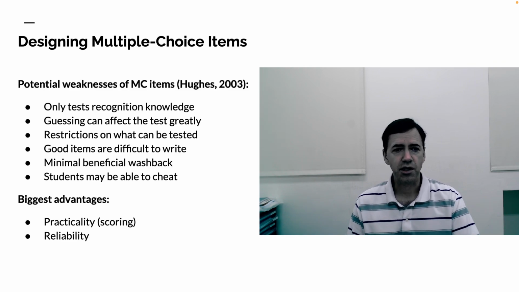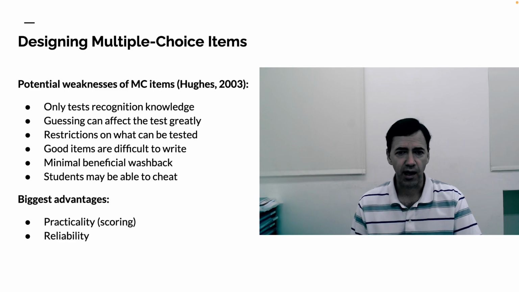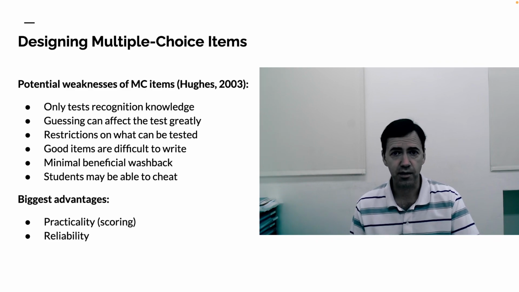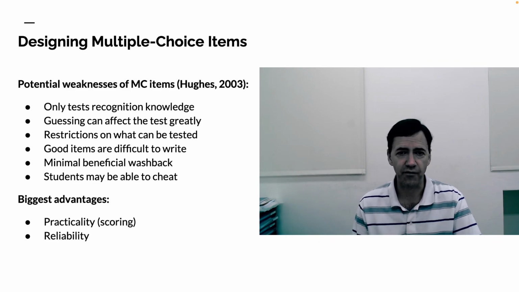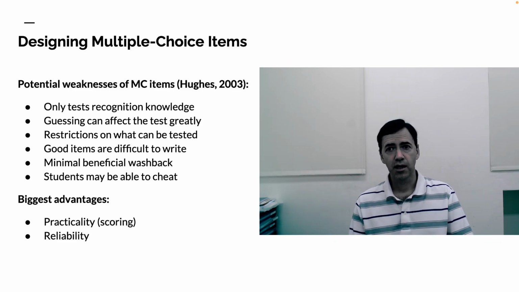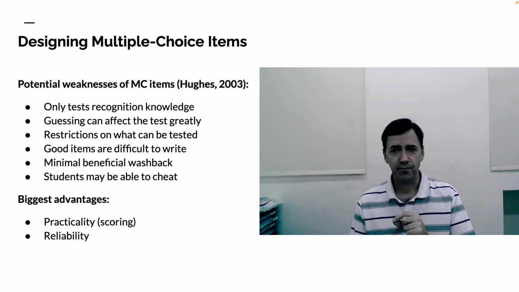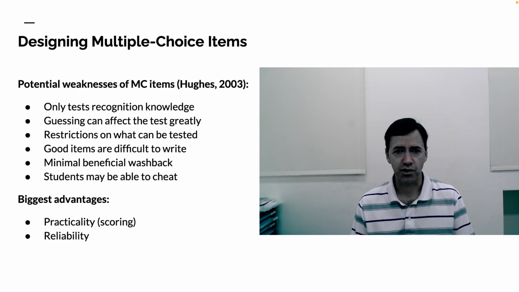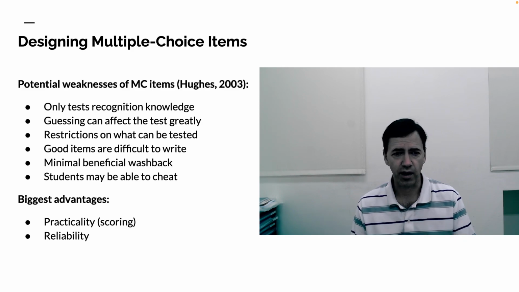Okay, so we're going to start with multiple choice items. And right away from Hughes, we're going to look at the weaknesses of them because they're very common. As you know, probably a lot of the tests you've taken have had multiple choice items on them, but there are some things that you should consider. So when you're designing your test, you should always think about what is the best type of item based on what I want my students to do. Okay, so the list of weaknesses is right here on the screen.